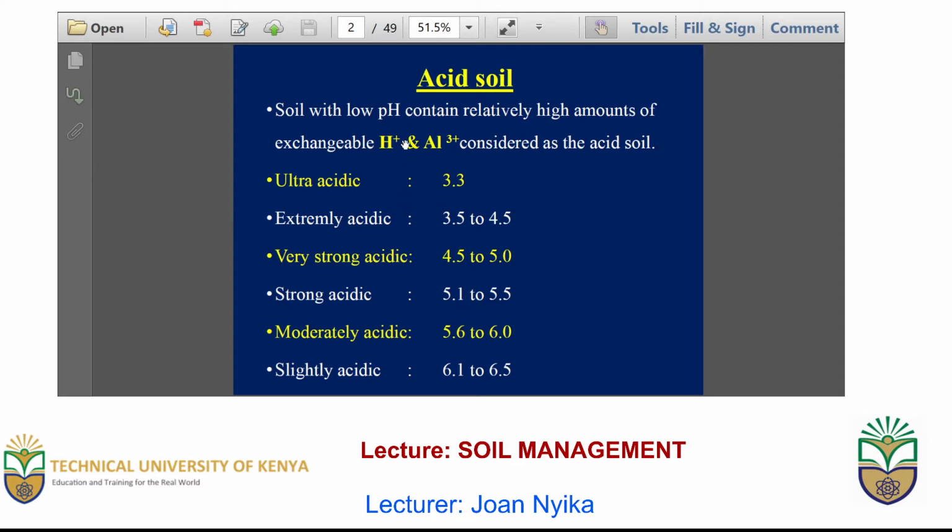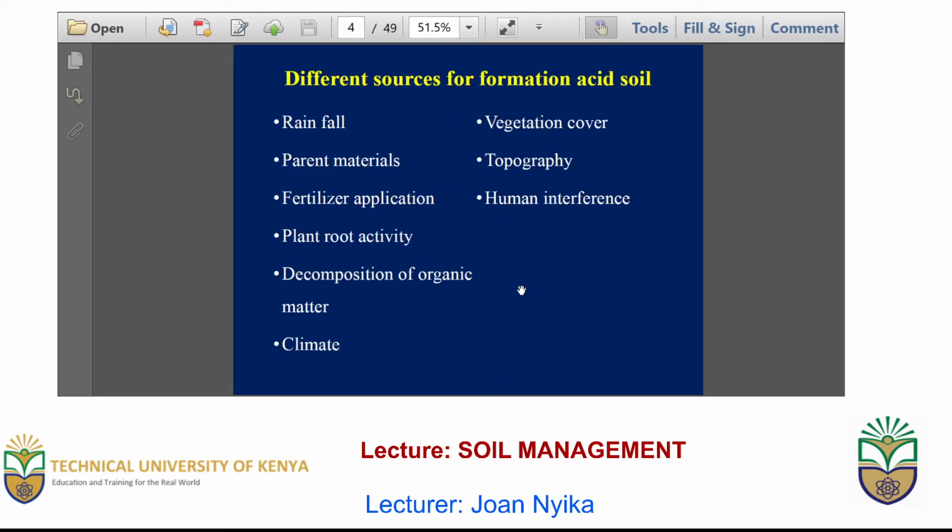But when we look at their classification, ultra-acidic soils have a pH of 3.3 or less. Extremely acidic soils have a pH between 3.5 and 4.5. Very strong acidic soils have a pH of 4.5 to 5. Strong acidic soils have a pH of 5.1 to 5.5. Moderately acidic soils have a pH of 5.6 to 6, and slightly acidic soils have a pH of 6.1 to 6.5. But what are the sources of these acids in the soils?